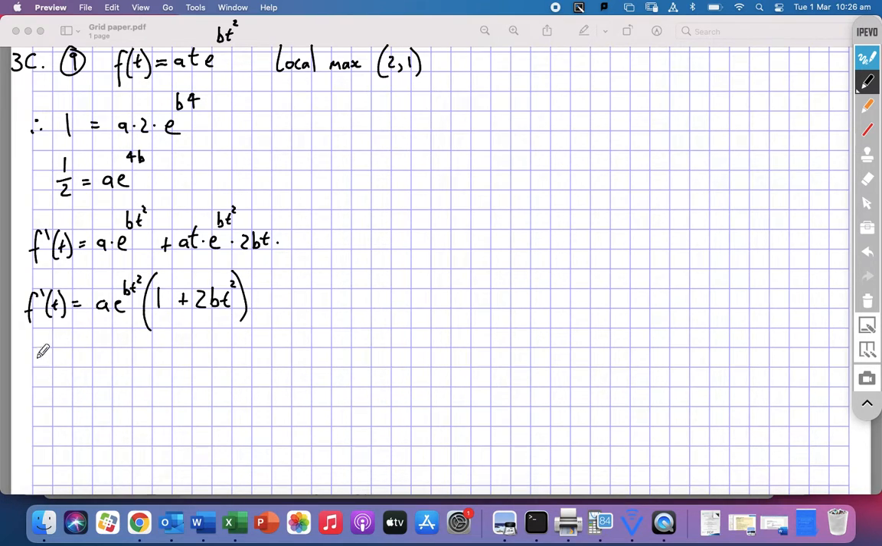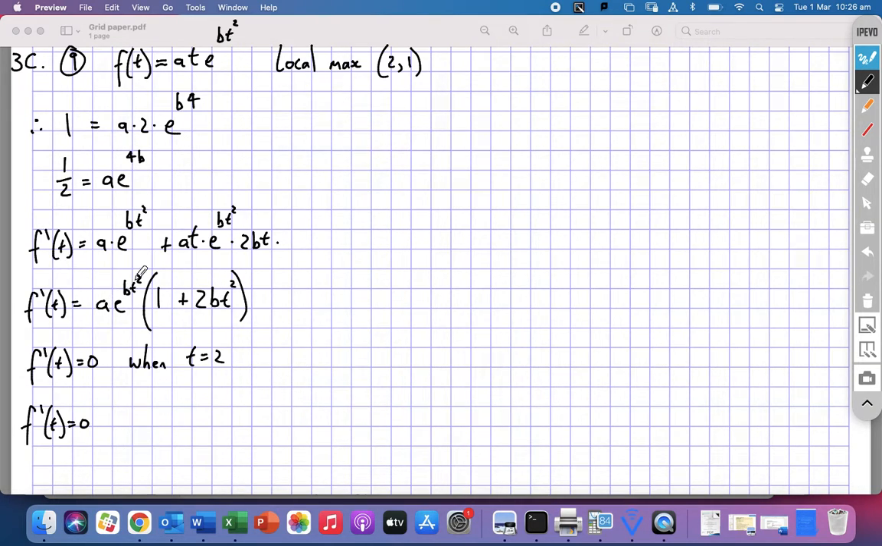Now I know a couple of things. I know that this derivative will equal 0 when t is 2. They told me that at the start of the question. And I also know this derivative will equal 0 when this bit in brackets equals 0.